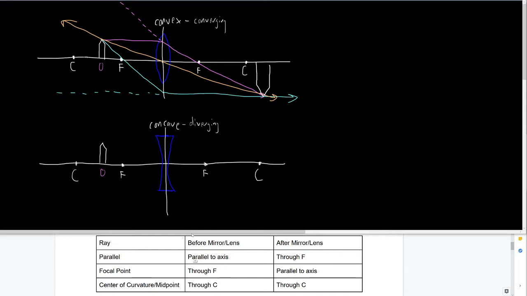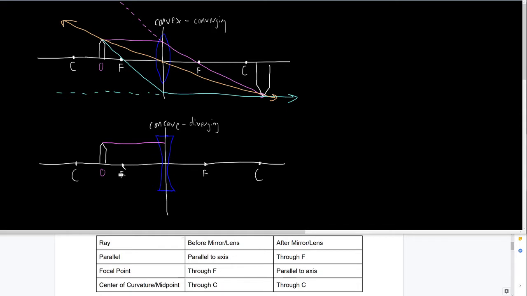So starting off with a ray parallel to the axis. Let's get to that middle point. Now it's going to go through F. All right, so this is where things get a little bit tricky. You might need to make a note of it somewhere. The F that the diverging ray is going to aim for is this F right here.